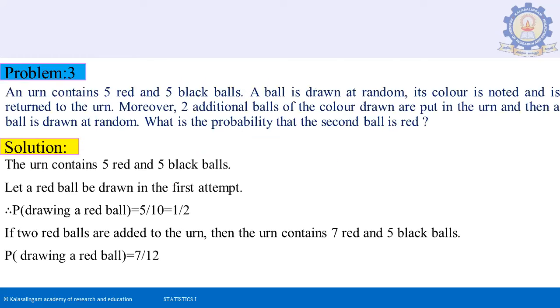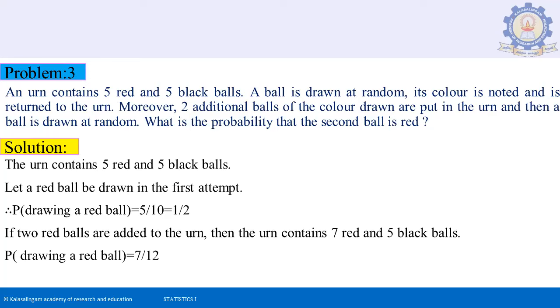Problem number 3. An urn contains 5 red and 5 black balls. A black ball is drawn at random. Its color is noted and it is returned to the urn. Moreover, 2 additional balls of the color drawn are put in the urn. Then a ball is drawn at random. What is the probability that the second ball is red? The urn contains a total of 10 balls. It will be 5 red and 5 black balls.